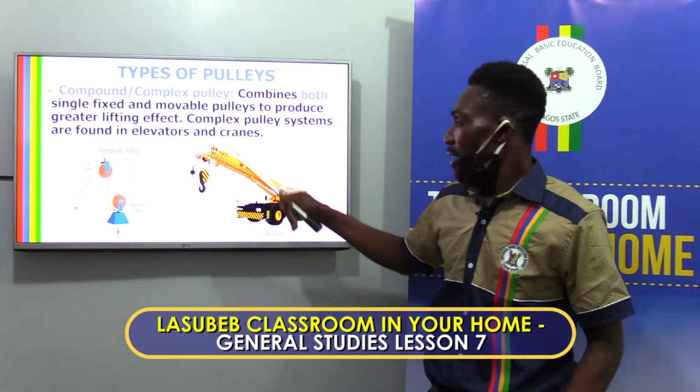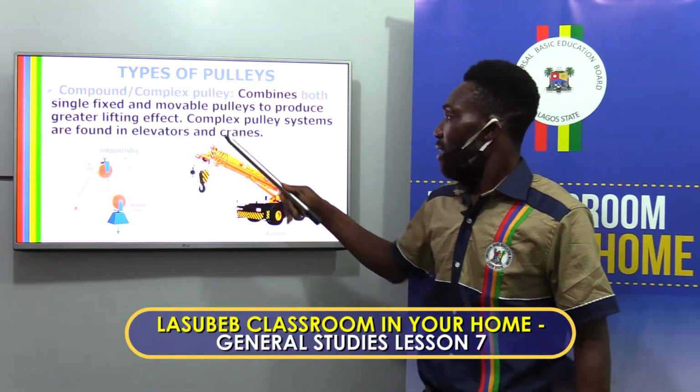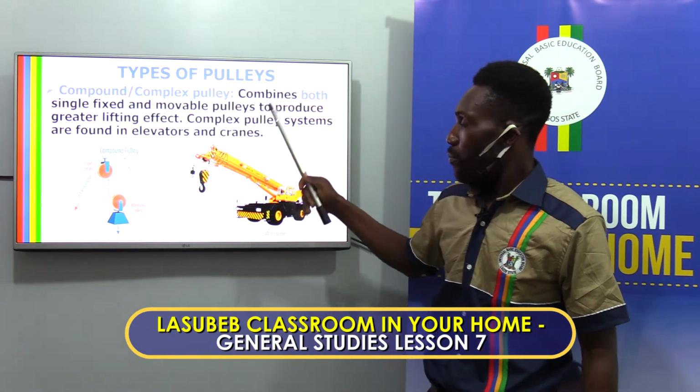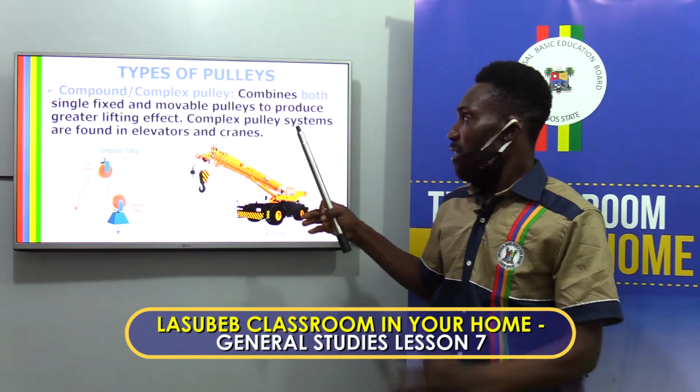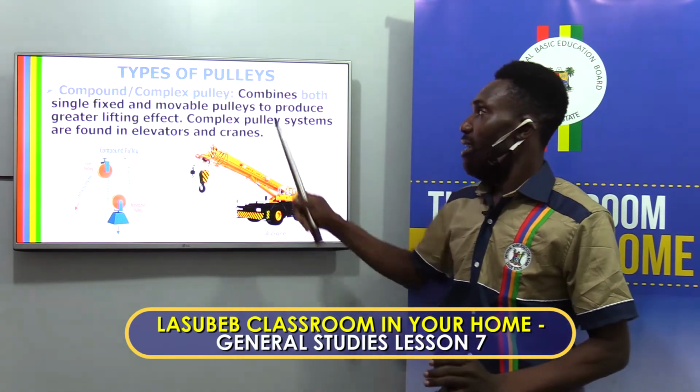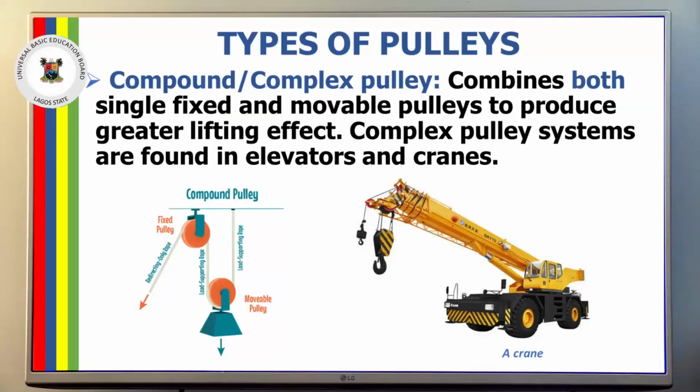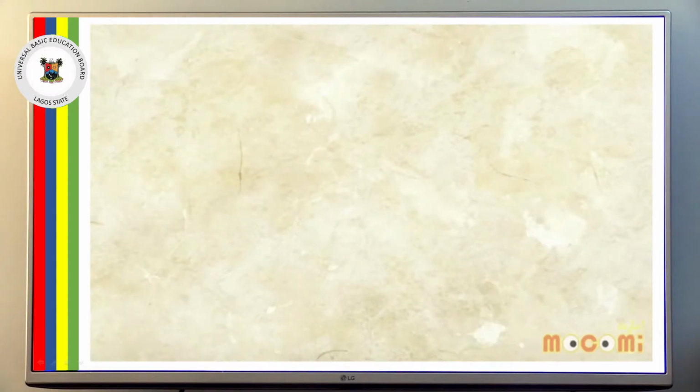Let's look at this. Here in our crane, it has a fixed pulley and it also has a movable pulley. The two are in one. That's a complex pulley. Let's watch a short video to understand better.